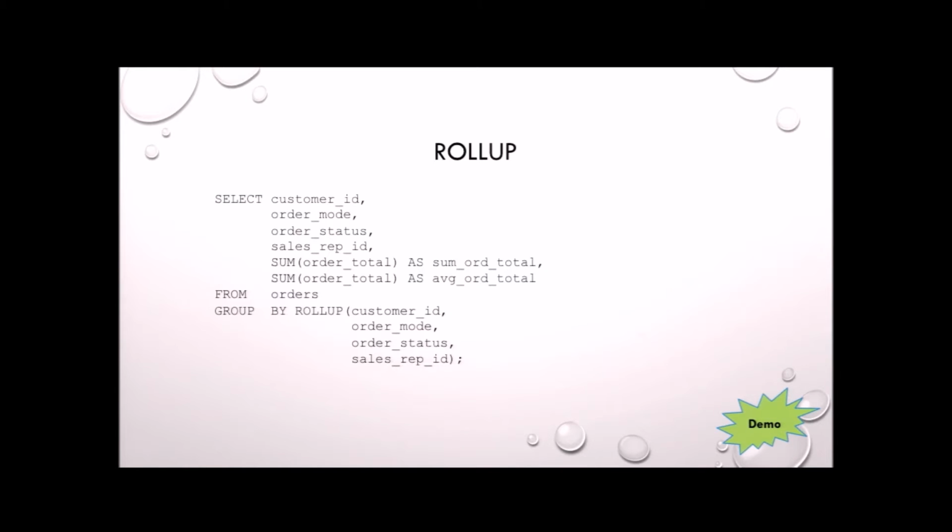And if you imagine those 4 things going across, customer ID, order mode, order status, sales rep ID, it's going to give you totals for those 4 things, and then for the first 3 things, which would be customer ID, order mode, order status, for the first 2 things, customer ID and order mode, and then the first thing, which would be customer ID. Okay? So if you imagine putting the 4 things across and then drawing a diagonal line this way, the totals get shorter as they go down. So roll up gives you those kinds of totals.